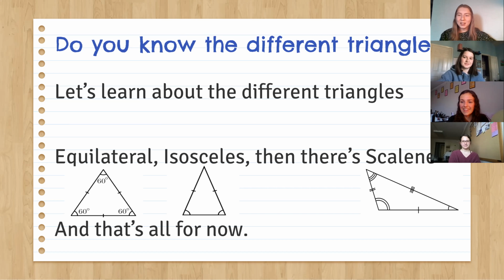Sweet. Now we're going to try our best to put it all together on the count of 3, okay? 1, 2, 3. Let's learn about the different triangles. Equilateral, isosceles, then there's scalene, and that's all for now.